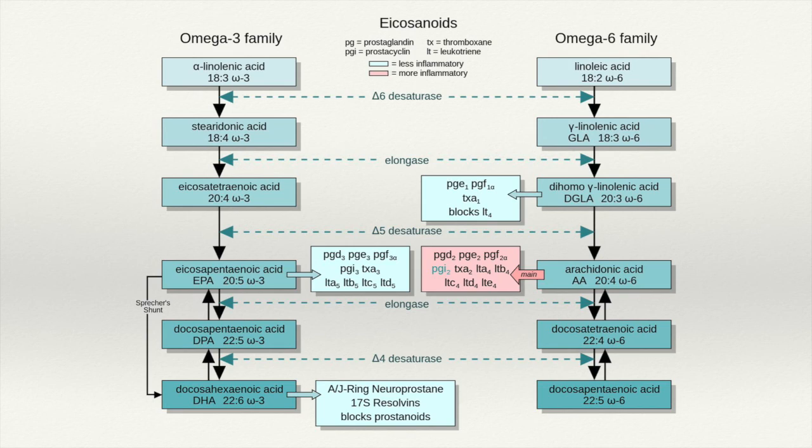We see here on this chart again that the omega-6 fatty acids go down to the arachidonic acid, which can produce this 12-HETE, damaging the pancreas and sending the person into diabetes.